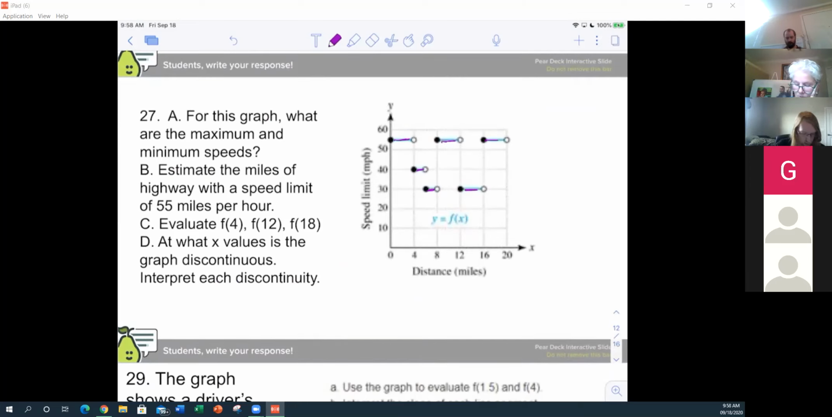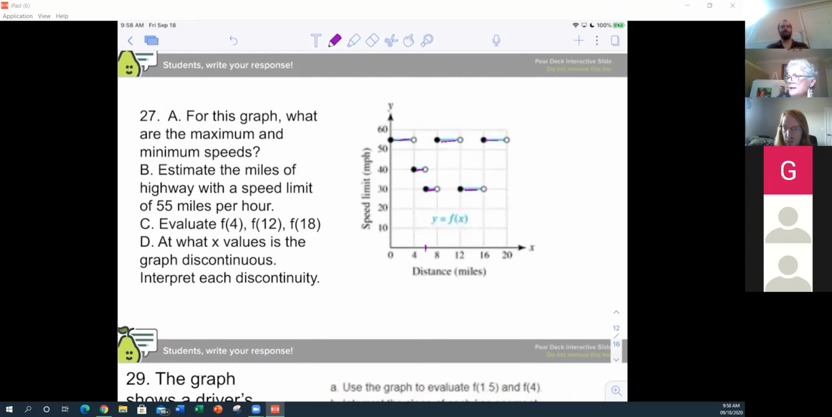So what this is saying is when this person is driving from 0 to 4 miles, he's driving 55 miles an hour. And then from 4 to, it looks like, 6, he's driving 40, and then he's driving 30, and then he goes back up. Do you see what's happening here? We're talking about the speed of this person as he goes on this trip.